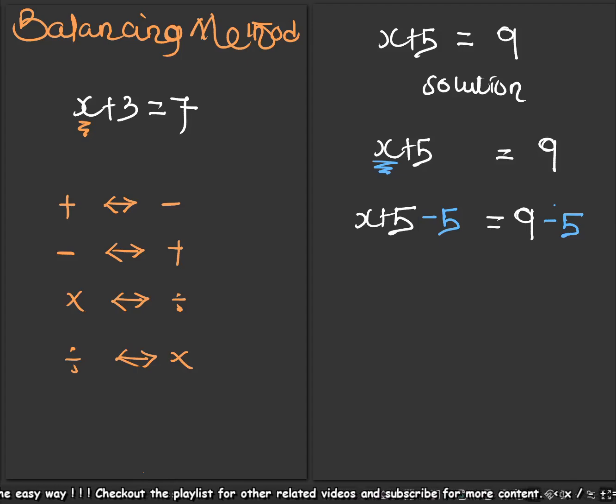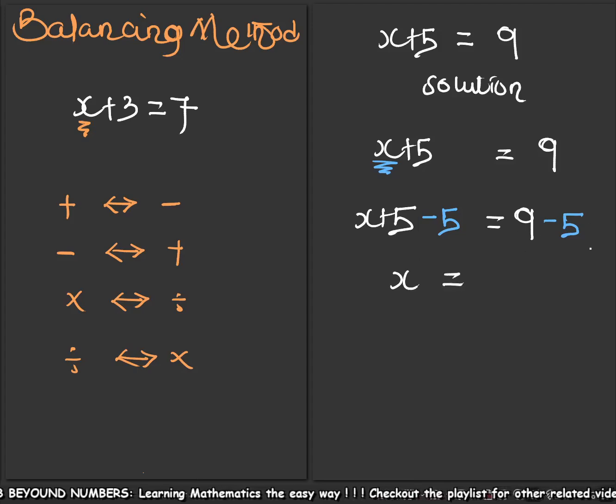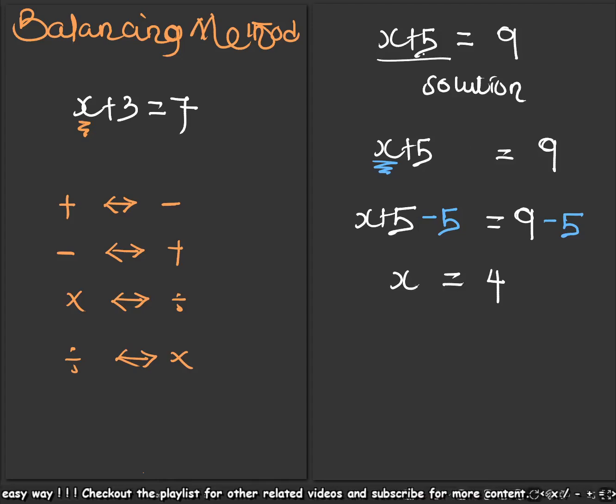Make sure whatever you do to the right hand side, you do the same also to the left hand side. By so doing, you get your x, then positive 5 minus 5 gives us 0. So literally everything beside the x has been taken off, and you have x is equal to 9 minus 5. 9 minus 5 gives us 4, and you are good to go. You can choose to verify: 4 plus 5 gives us 9, right? So basically, this is what the balancing method is all about.